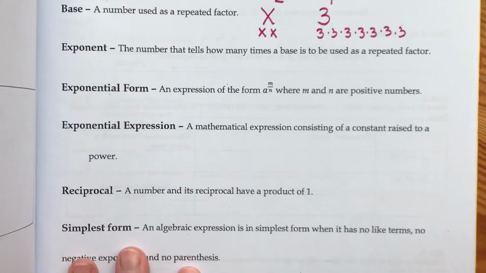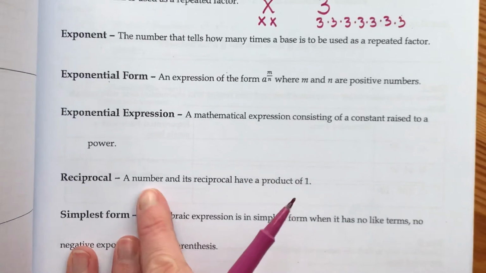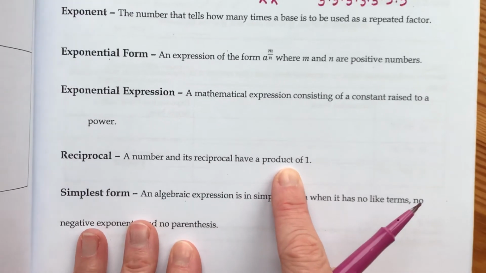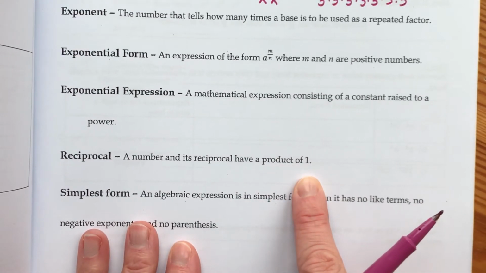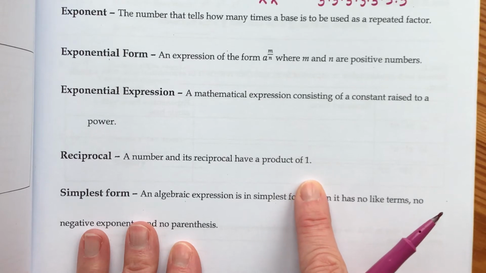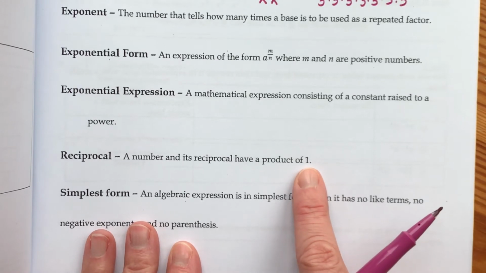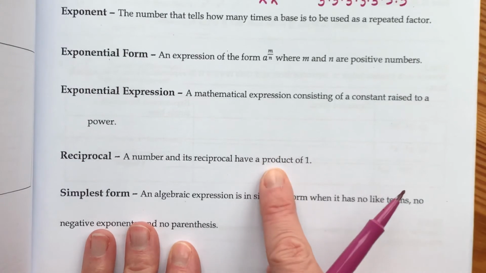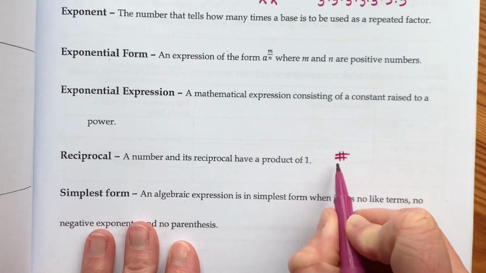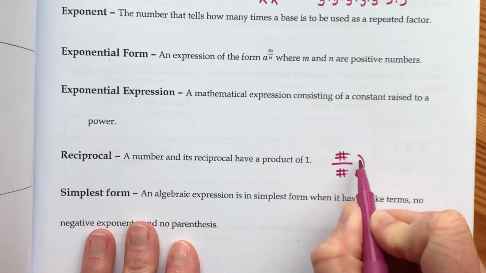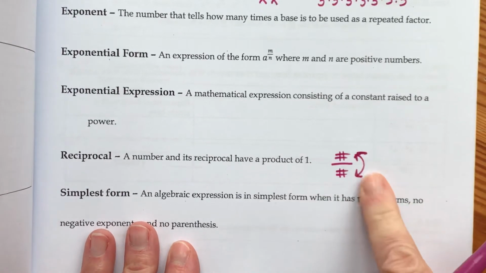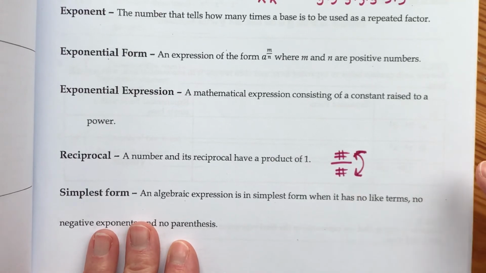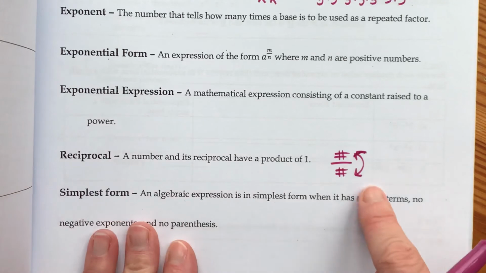And then reciprocal would be when a number and its reciprocal have a product of 1. We've learned this in simplifying equation chapters, when you have a coefficient in the front of a letter that's a fraction, and how you undo that coefficient of a fraction is you multiply by the reciprocal. So think of your fraction flipped upside down. That is a reciprocal.